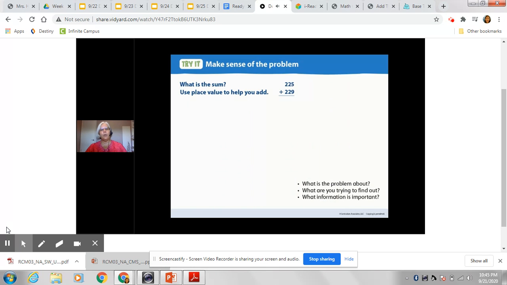Please turn to page 37 in your student work text. Here is our problem for today. What is the sum? Use place value to help you add 225 plus 229. What is this problem about? Pause the video and write down what the problem is about. When you're finished, press play.